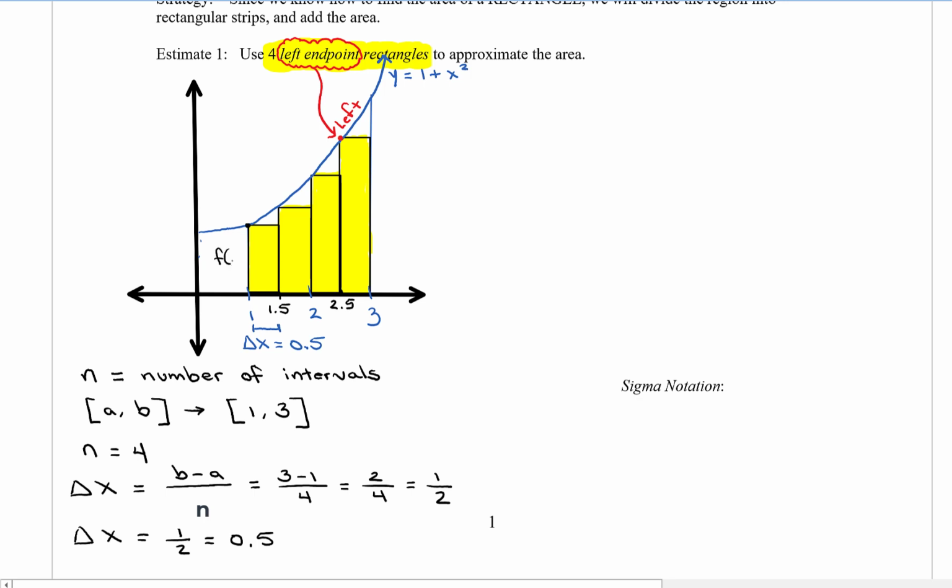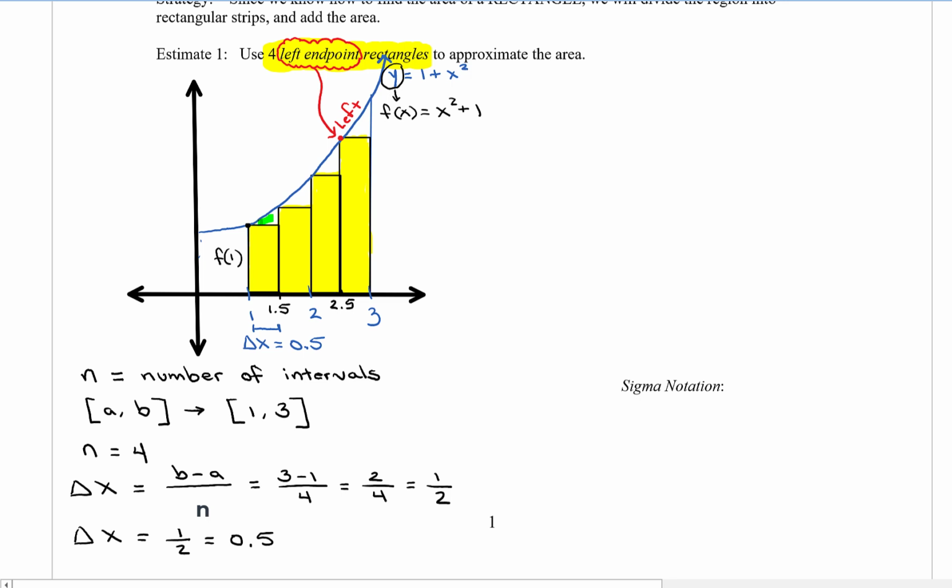Now we need the height of each one of these rectangles. The height of the smallest rectangle is going to be represented by f of 1. I'm going to represent my function instead of y equals 1 plus x squared, I'm going to rewrite it as f of x equals x squared plus 1. So that means exactly the same thing. It will just be easier for me to refer to the heights as f of 1 instead of referring to the y. So that's why I'm going to rename it.